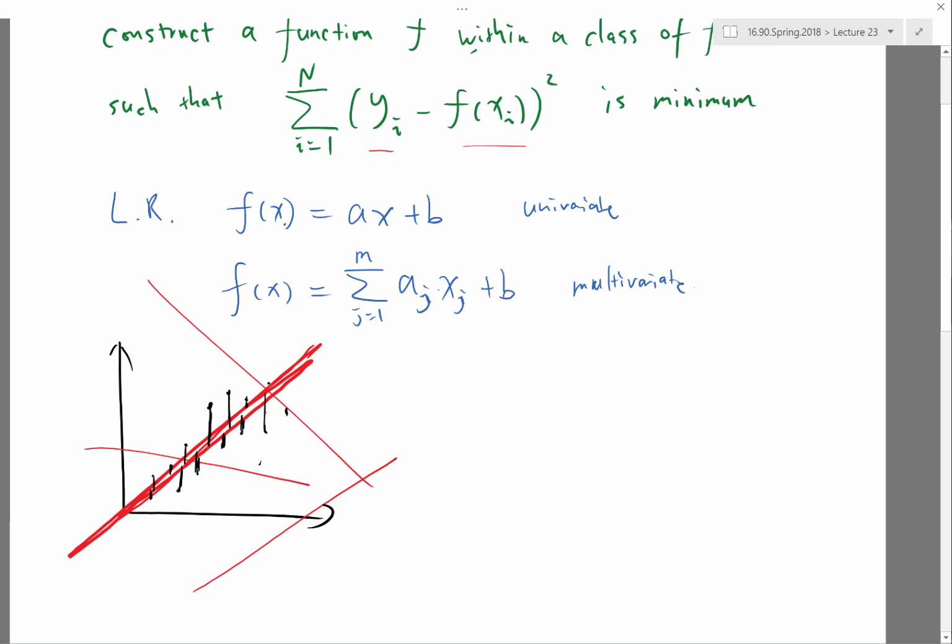Usually in linear regression, is the distance measured like this, or like this? Good question. Is the distance vertical, or is the distance perpendicular to the line? If you look at this formula over here, it's not perpendicular. It's straight, yes. This is actually true for almost all statistical learning methods.